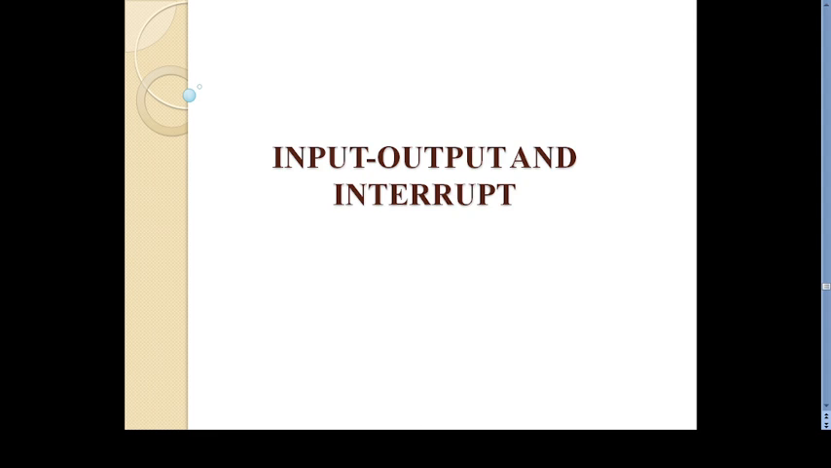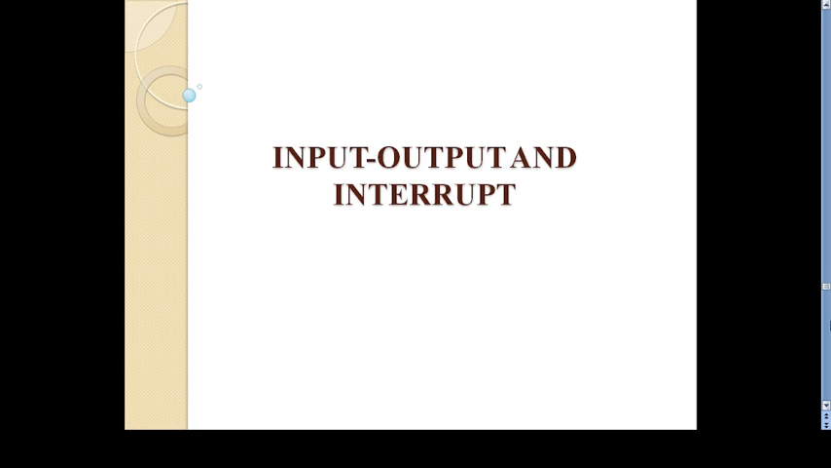In this video, we are going to learn about input, output and interrupt. A computer can serve no useful purpose unless it communicates with the external environment. Instructions and data stored in memory must come from some input device. Computational results must be transmitted to the user through some output device.